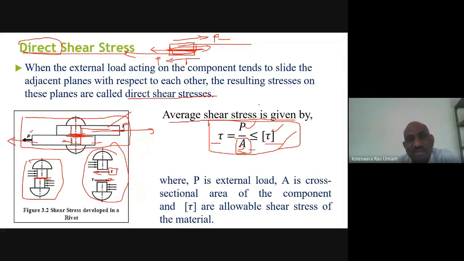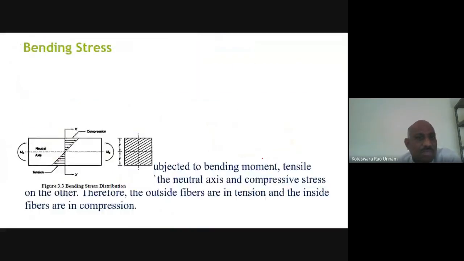But for the time being, the design equation for this is that your induced stress or average stress, first of all for the component to be safe, should be less than or equal to the allowable strength or allowable stress of the material. Here, because it is shear stress, you need to consider shear strength. If it is a normal stress, you need to consider the tensile strength. If it is a shear stress, you need to consider shear strength only.